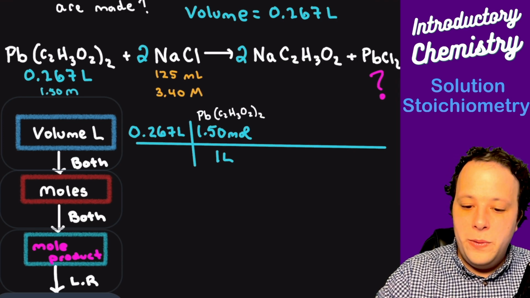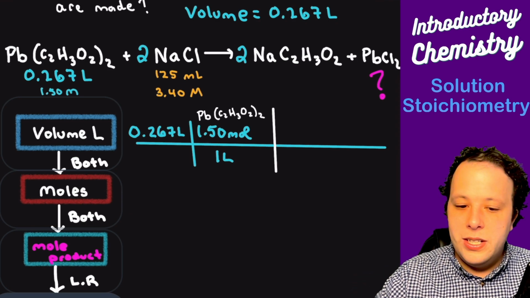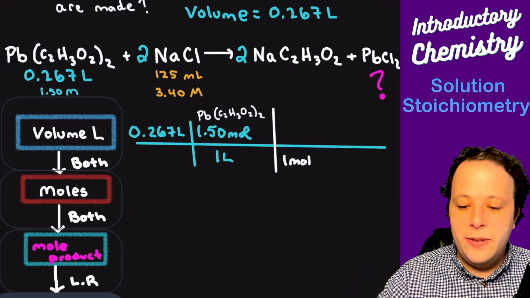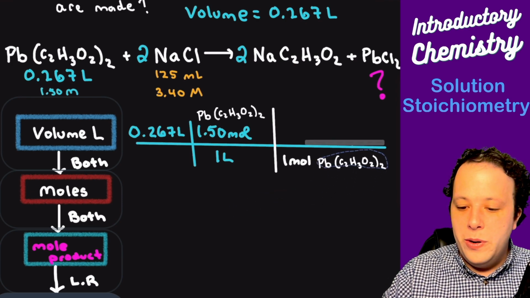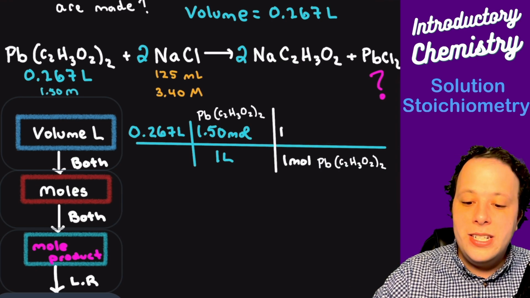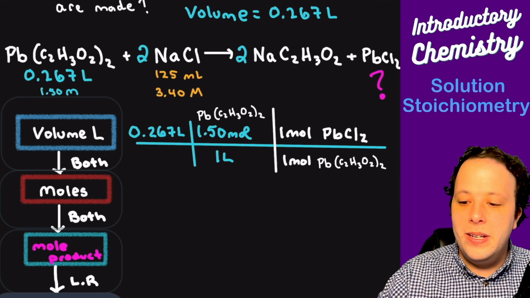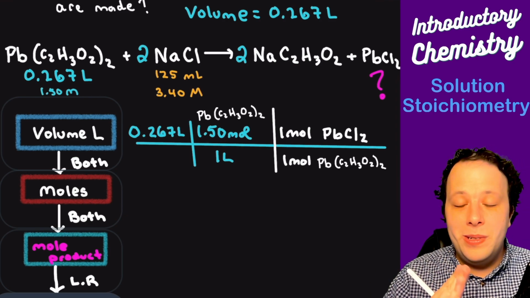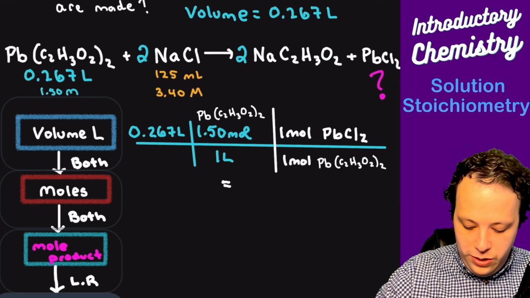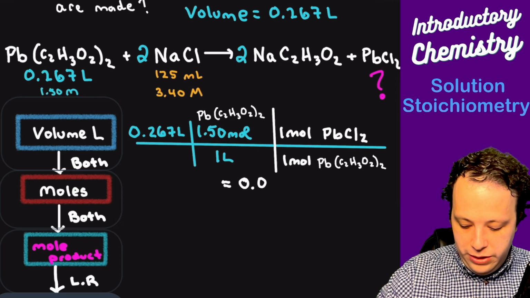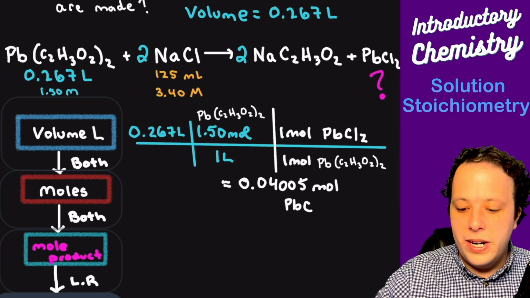All right, now what we will then do is we're going to convert that to moles of lead chloride. So by reading our chemical equation, we see that for every 1 mole of lead acetate, we also have 1 mole of lead chloride. And that's using the coefficients to help guide where that conversion came from. So when we look at our chemical equation, we see we have a 1-to-1 ratio. Now, when I solve that, what I am going to end up getting is about 0.04005 moles of lead chloride made.